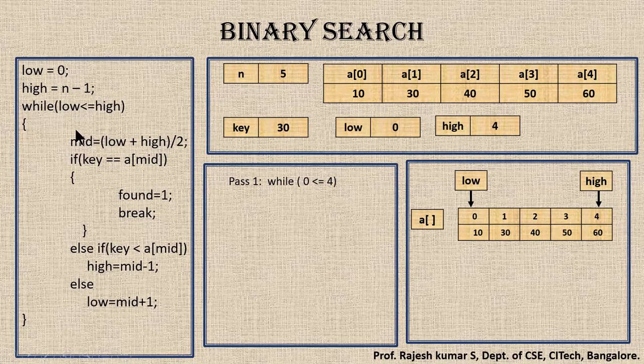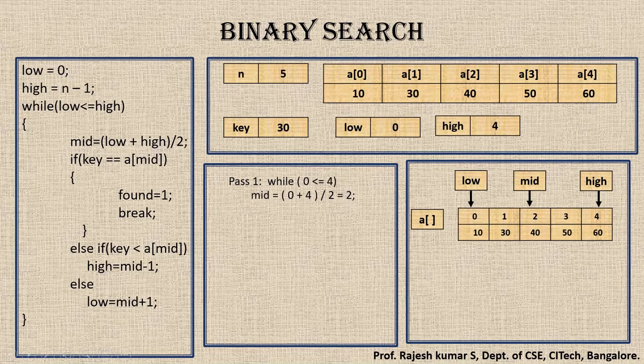The very first thing I'll do as soon as the condition is true is find the mid. How do we find the mid? Mid is found by adding the low and high values and dividing by 2. We are finding the center index of the array elements. 0 plus 4 divided by 2 gives me 2. It means I'm finding the middle index, which here is 2.